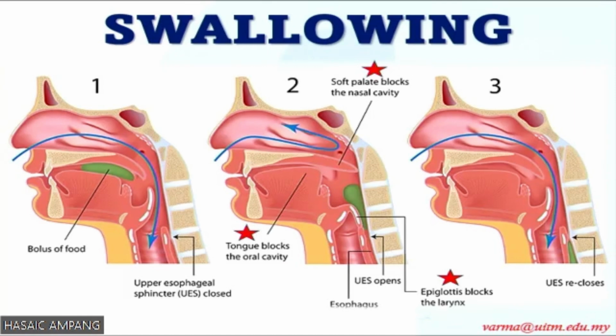Then food goes downwards. Then the upper esophageal sphincter closes. Initially when the bolus comes here, the upper esophageal sphincter opens, food goes in, and the upper esophageal sphincter closes. So that prevents the food going back to the mouth, only moving downward.